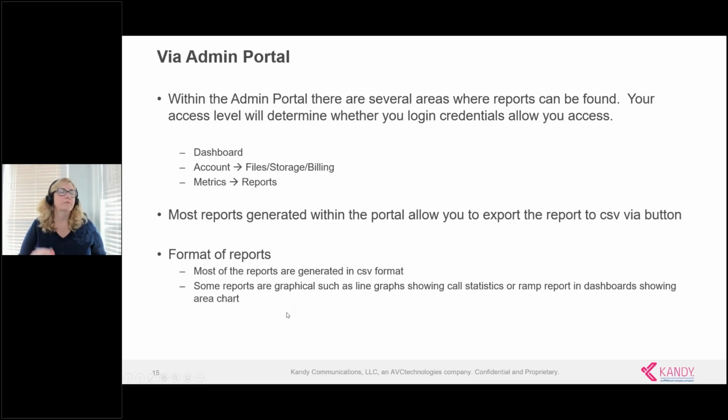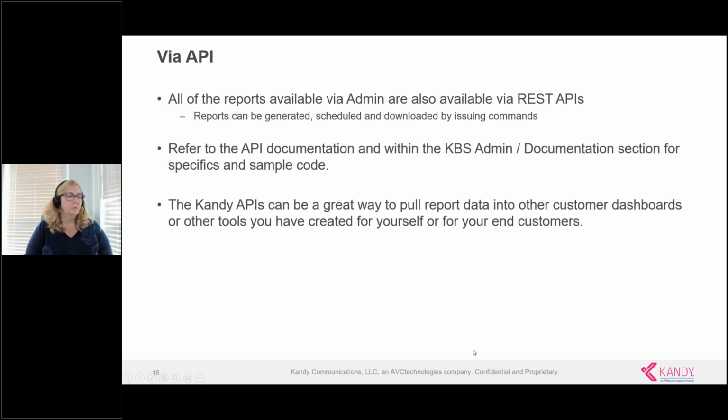Through the admin portal, I think we've looked at a few of these as well, but we're going to look at the formats of them. In our documentation, we do explain the different fields, but I am going to go through them here. Some reports do have graphical displays, like the call statistics or the ramp report. So as you're in it and you hit download at the top, you would see just that graph, but there's an area at the bottom as well. So we'll go through that.